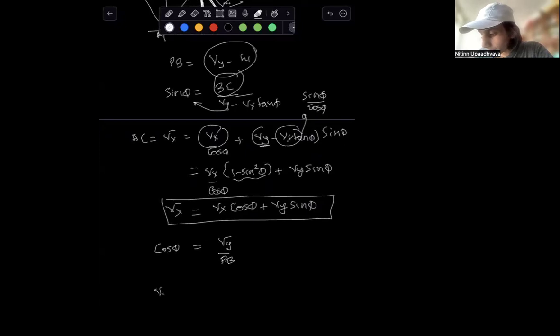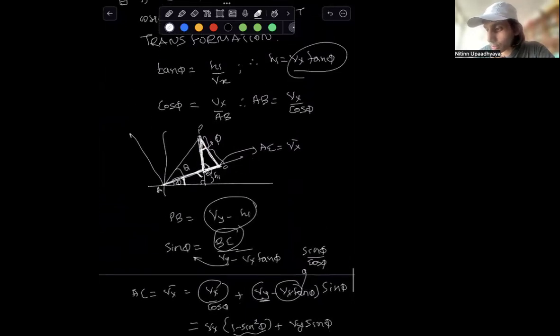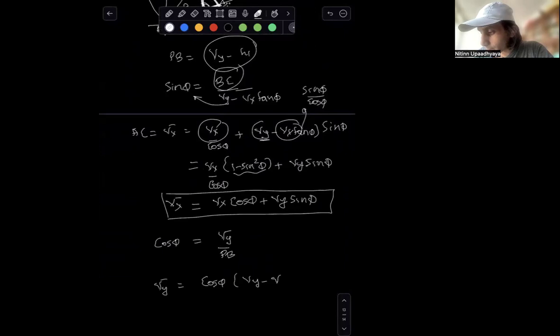Therefore, Vy bar is cosine phi times (Vy minus H1). And H1 we already figured out earlier is Vx tangent of phi. Just multiplying the terms out, we find that this is minus Vx tangent phi, which is sine phi divided by cosine phi, so the cosine phi just cancels out. So it's minus Vx sine phi plus Vy cosine phi. And that's Vy bar.